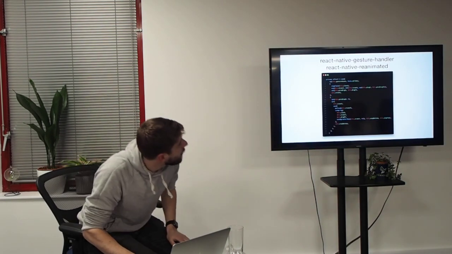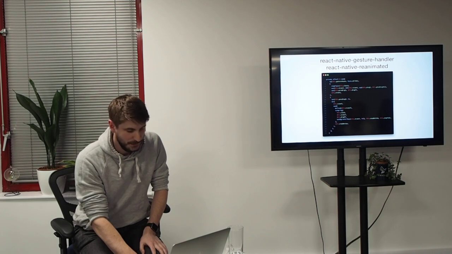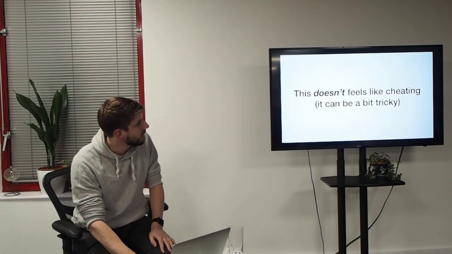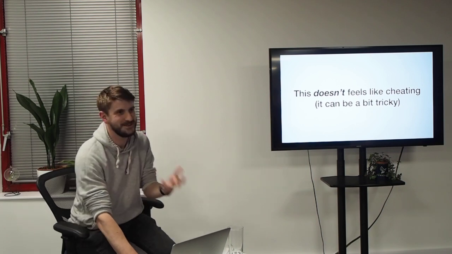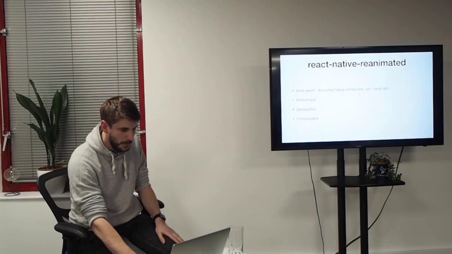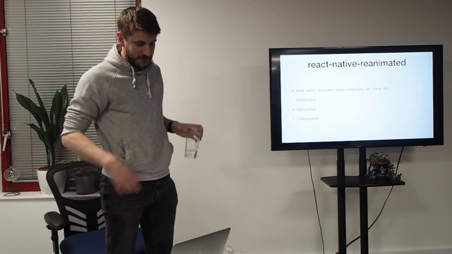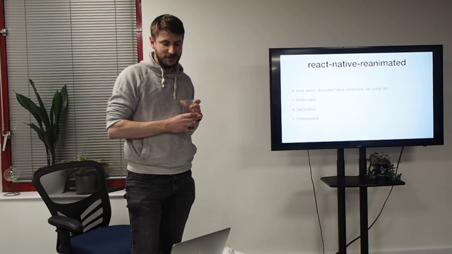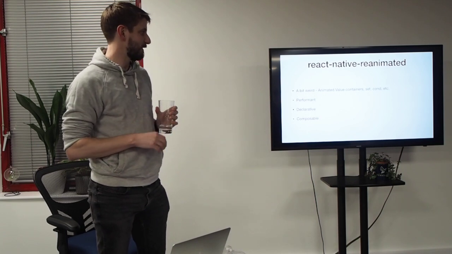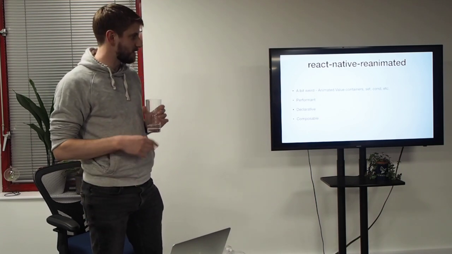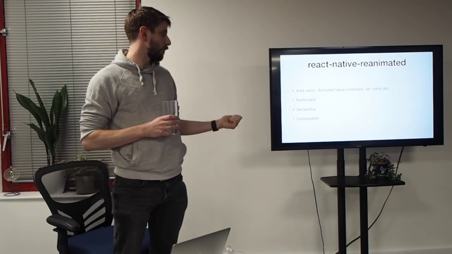So that's that. It's gesture handler and reanimated. This is a bit messy. This doesn't feel like cheating because it's quite tricky. It feels like you're actually doing some work. So yeah, it's a bit weird. You've got these animated value containers, and you've got set and cond and stuff. It's not what you're used to writing for animations, I think, generally. But it is super performant.